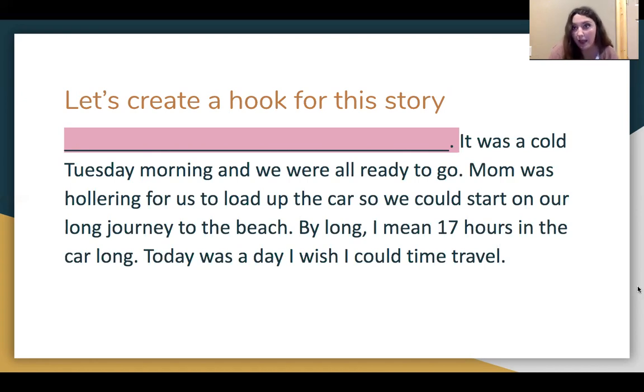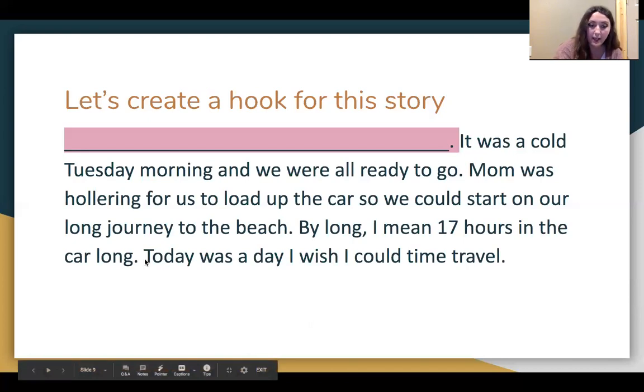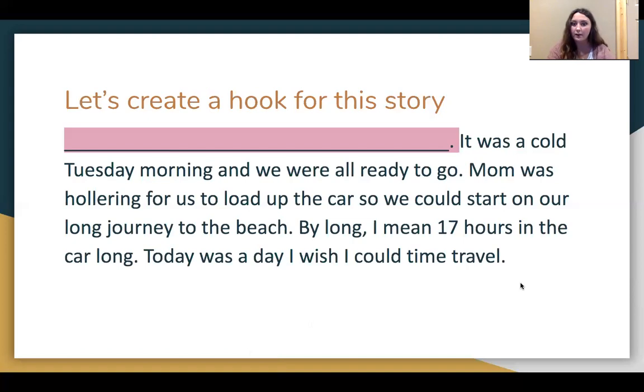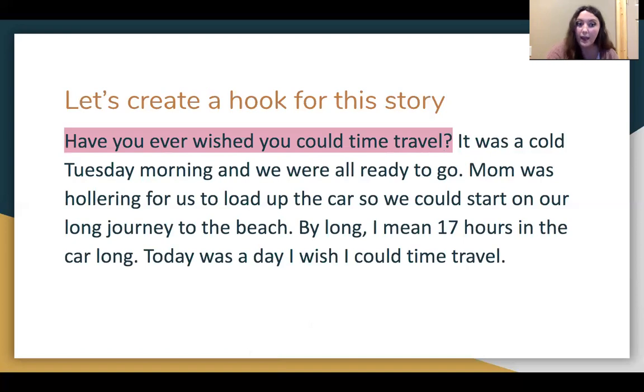When I read this, I instantly thought of a question hook, but maybe you guys thought of something different. So I'm going to demonstrate what I would put as the hook for this. You might have a different idea, and it would be just as good. What I would put as the hook would be a question. The last sentence in this paragraph says, "Today was the day I wish I could try time travel." So that got me thinking, I want to try time travel. So what if the hook was, have you ever wished you could time travel?